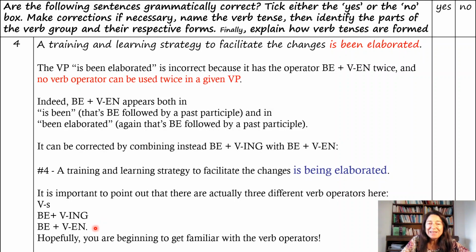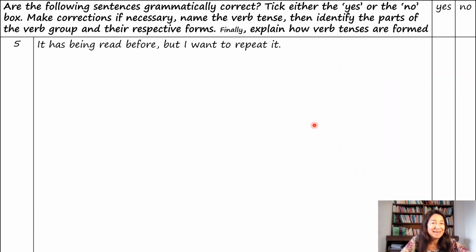So hopefully you're getting more and more familiar with these verb operators, and it will be easier and easier for you to identify them in the verb forms. We will see that there are actually very few verb operators, and that the way they combine together is also really easy to understand.